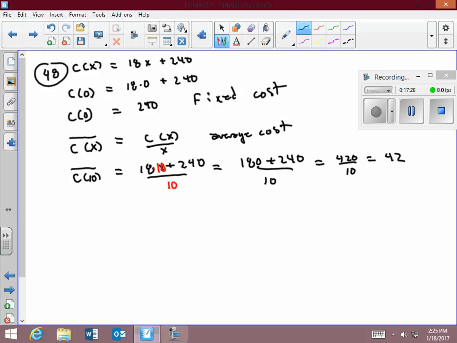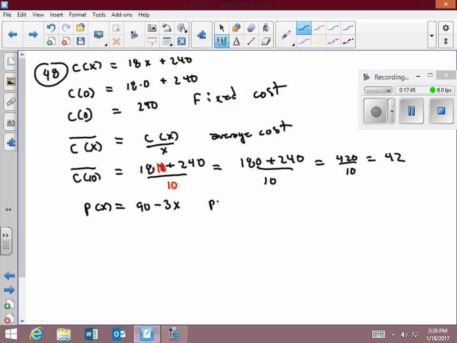Now then, find and interpret P of 5. Well, that P of x, notice the thing says 90 minus 3x.